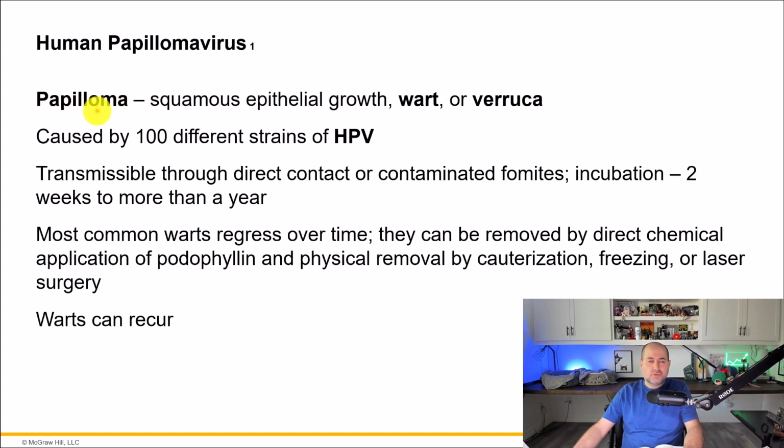What is a papilloma, by the way? It's a squamous epithelial growth, wart, or verruca. And there are 100 different strains of HPV. These are transmissible through direct contact or contaminated fomites. Remember, fomites are inanimate objects like doorknobs. There's an incubation period of 2 weeks to more than a year.